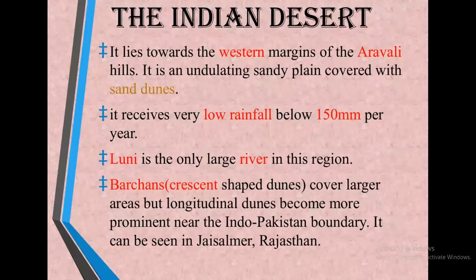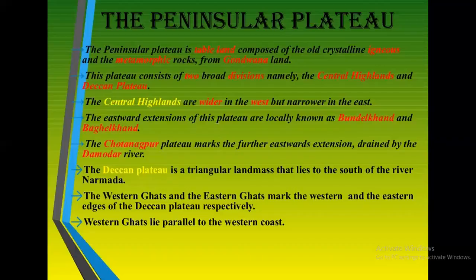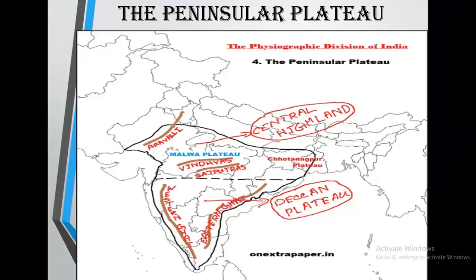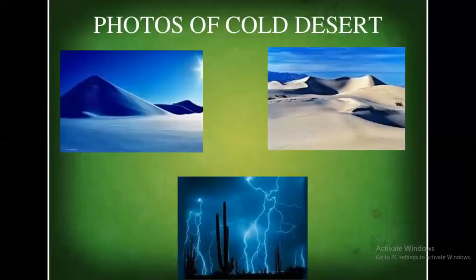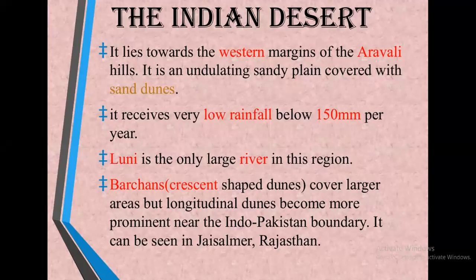The Indian desert lies towards the western margins of the Aravalli Hills. It is an undulating sandy plain covered with sand dunes. It receives very low rainfall, below 150 mm per year. It is written that it lies towards the western margin of the Aravalli Hills. Now, where are the Aravalli Hills? Here you can see in this picture. Can you see Aravalli Hill here? Here, the central highland, Aravalli Hills. The western part of this Aravalli Hill, we have our deserts, Rajasthan side, right? The west of Aravalli.